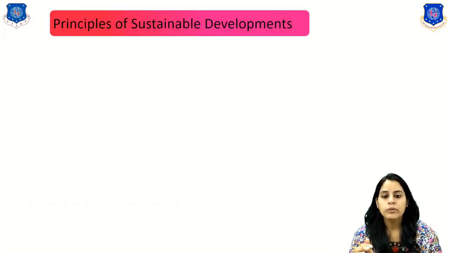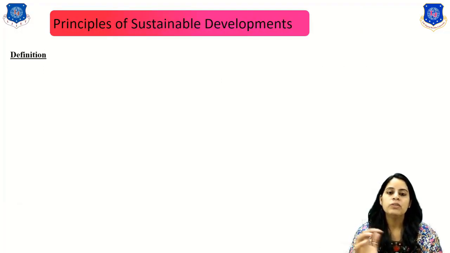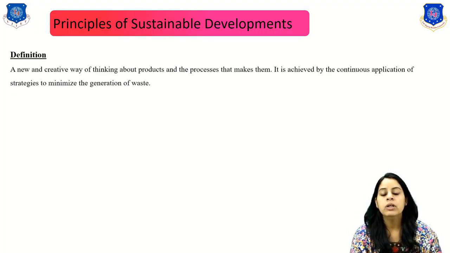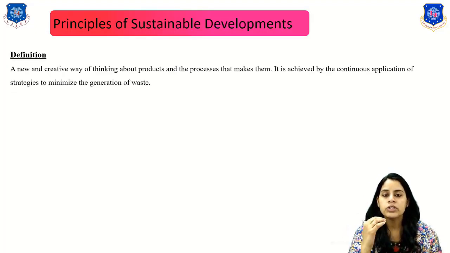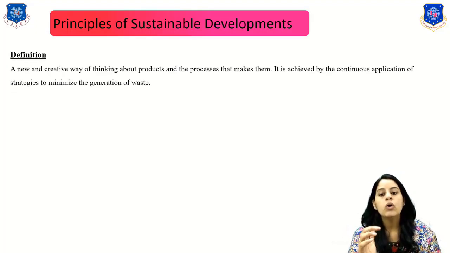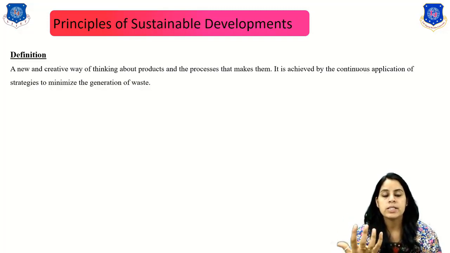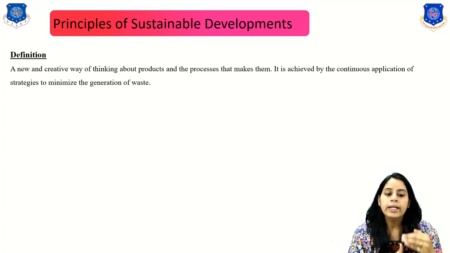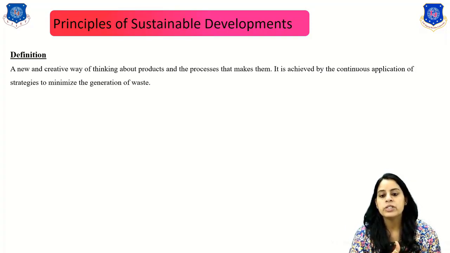Now, the next topic is the principle of sustainable development. Okay. So, first of all, we discuss the definition. Sustainable development is a new or creative way of thinking about products and the processes that make them. Right. It is achieved by continuous application of strategies to minimize the generation of waste.